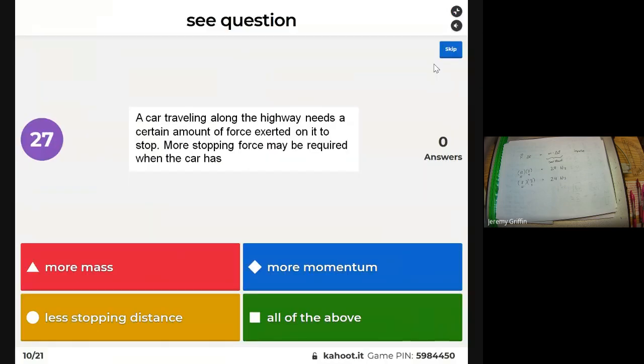A car traveling along the highway needs a certain force to stop. More stopping force could be required when the car has.